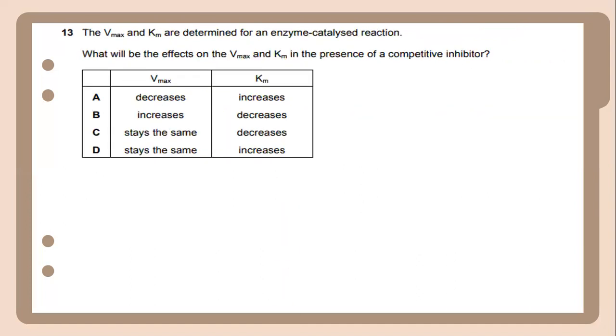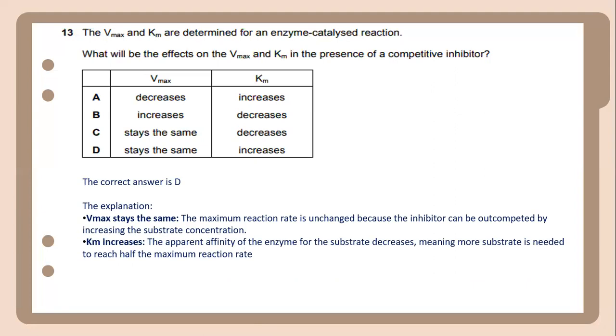Number 13, the Vmax and Km are determined for an enzyme catalyzed reaction. What will be the effect on the Vmax and Km in the presence of a competitive inhibitor? The answer will be Vmax stays the same. The maximum reaction rate is unchanged because the inhibitor can be outcompeted by increasing the substrate concentration.